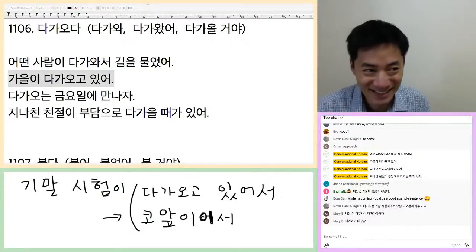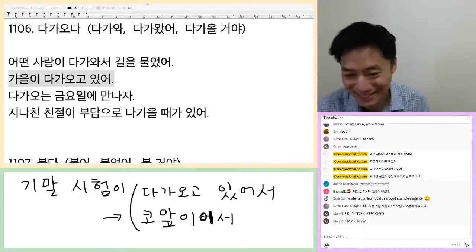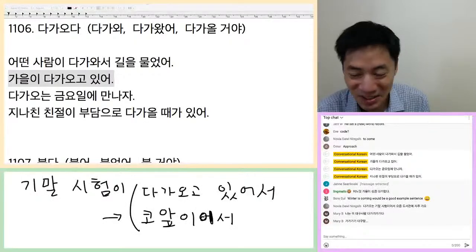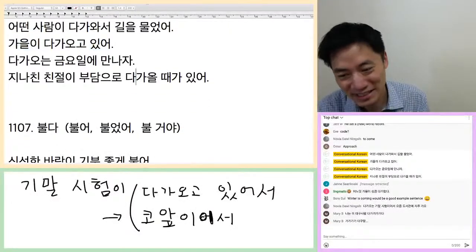Dialect, maybe Daegu? 경상도 말 잘 아시나요, by the way? 전 사투리 잘 몰라요.